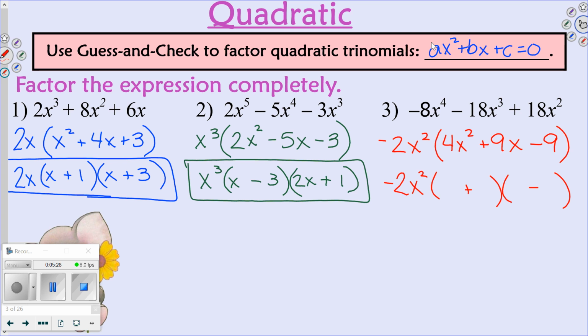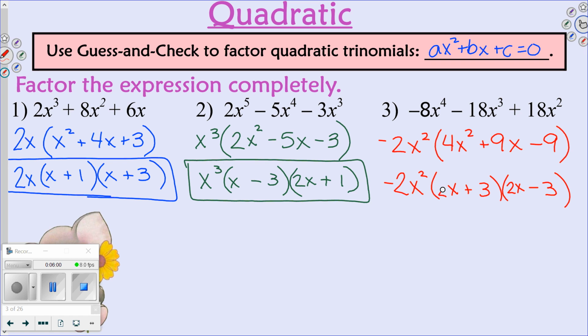Oh, do you want to go 1 and 4 or 2 and 2? 2 and 2, okay. 2x, 2x. 1 and 9 or 3 and 3? 3 and 3. She's like, wait. You check that, we get 6x minus 6x, and that canceled out in the middle. That is not what we want. So, are we switching 3 and 3 to 1 and 9, or 2 and 2 to 1 and 4?